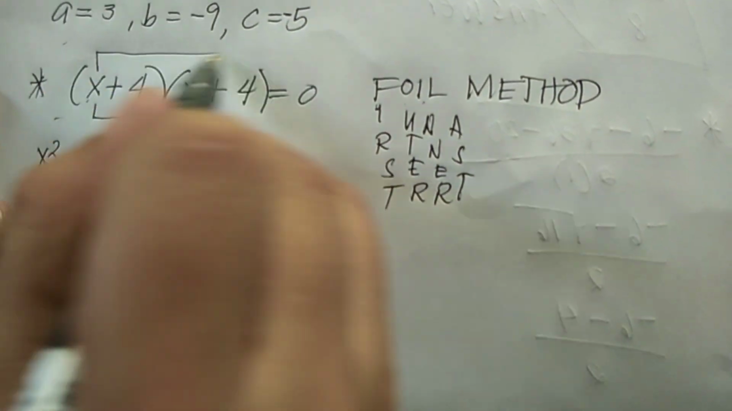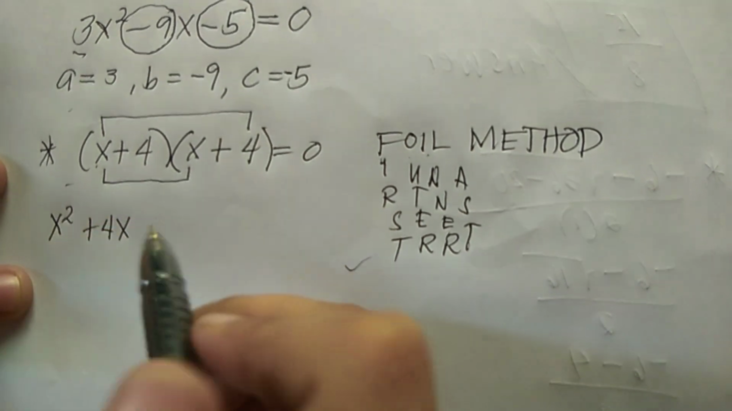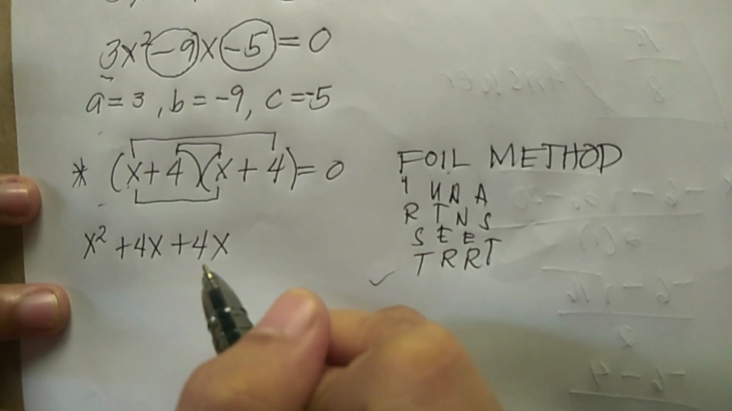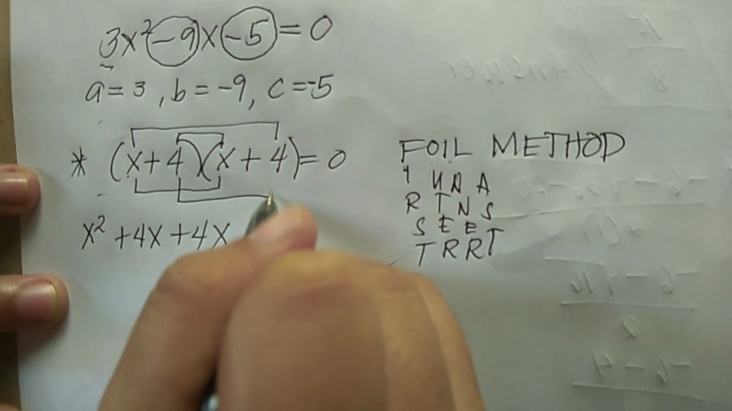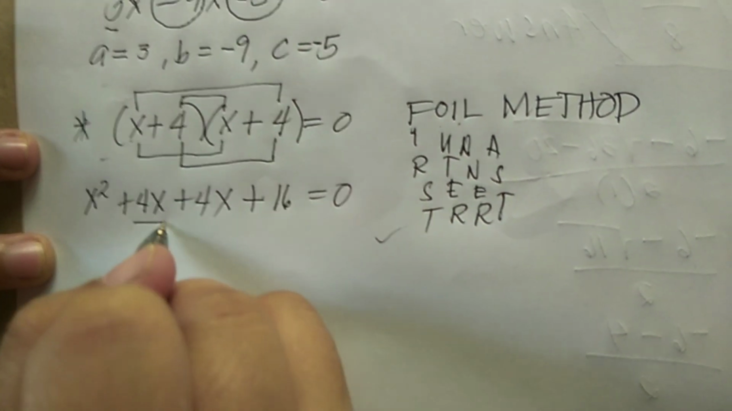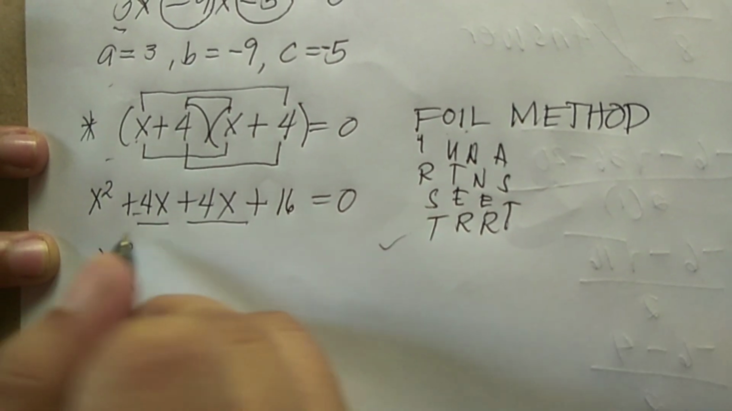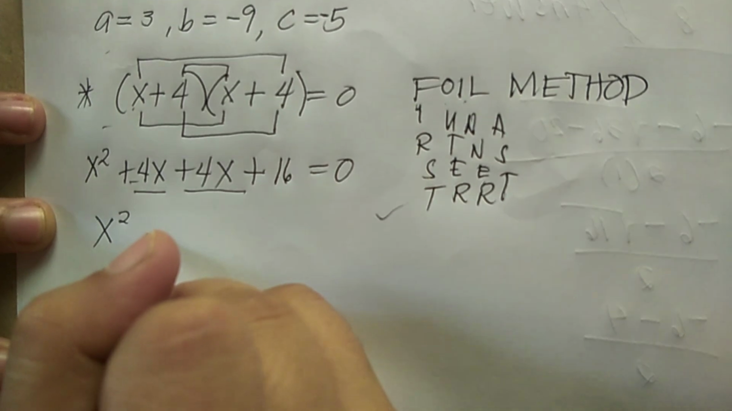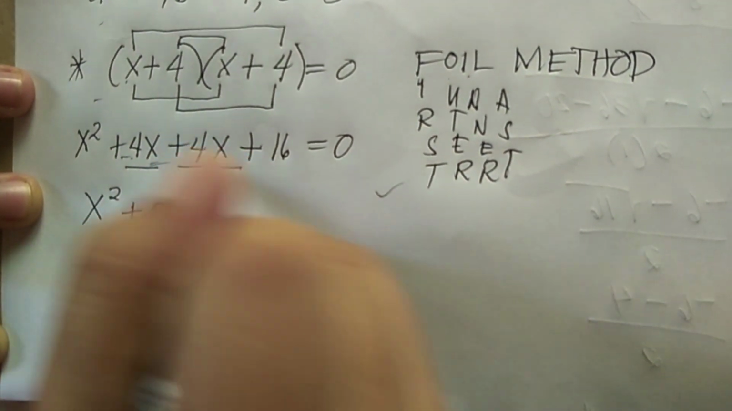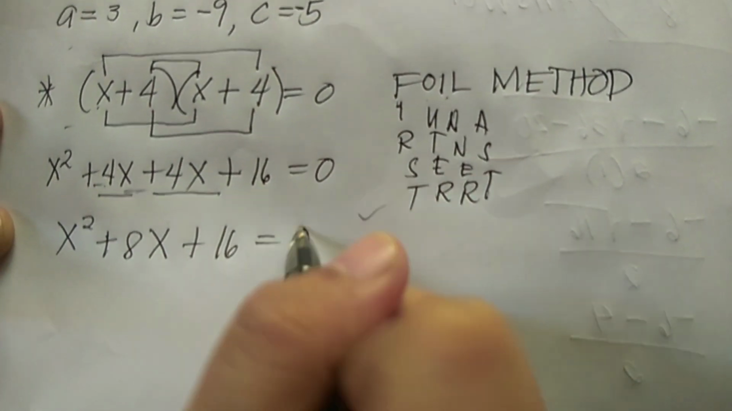Outer, x times 4 is positive 4x. And then inner, 4 times x is positive 4x. Then last, 4 times 4 is positive 16 is equal to 0. Then combine like terms. X squared, since pareho silang positive, so mag-a-add sila. And it will become positive 4 plus 4 is 8. Then copy the variable which is x plus 16 is equal to 0.